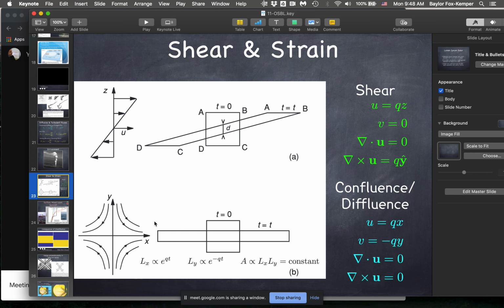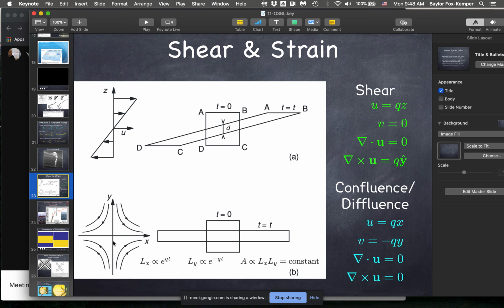We will get into more details of shear and strain as we go, but this is a nice little piece of just thinking about what we mean by shear. We mean when you deform a fluid perpendicular to its direction of motion, that is a shear, and that would tend to deform a patch of fluid like this ABCD square into a parallelogram like this ABCD later.